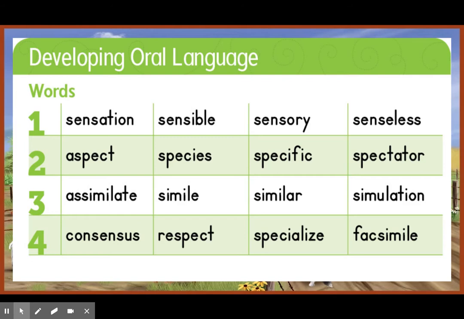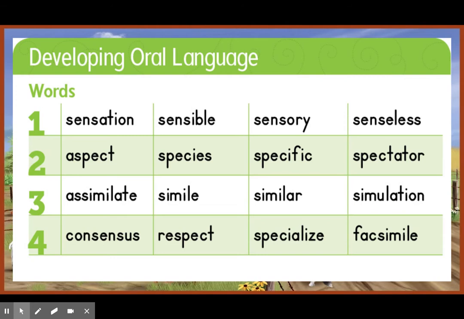In line 2, we have spec, which means, everybody, to see. Very good. So all of these words have to do with something that we can see. And then line 3, we have sim, which once again, everybody, that means very good, like. So all of these words are going to show how something is like. And then we have line 4, which is a mixture of the different roots that we've been talking about.